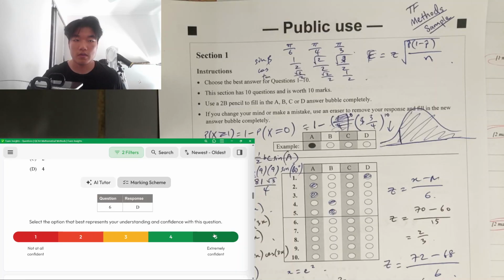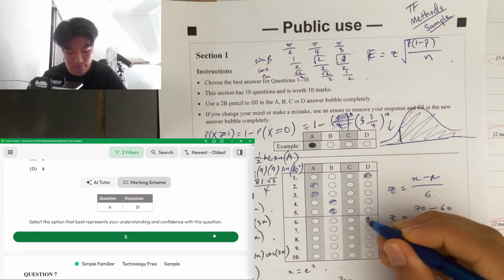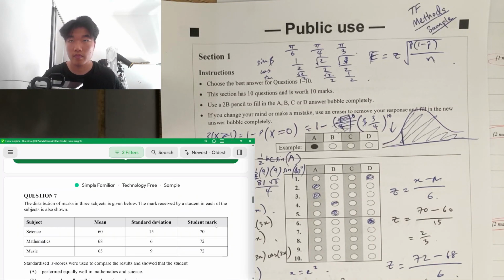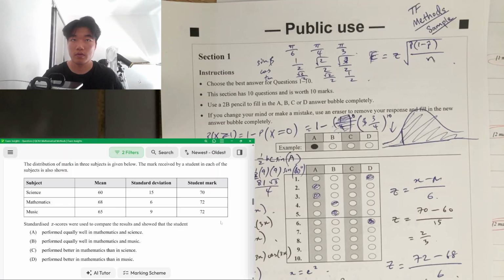Okay, it's D. Yep. Distribution in 3 subjects is given below. The mark received by a student in each of the subjects is also shown. Standardized z-scores were used to compare the results and show that the student.